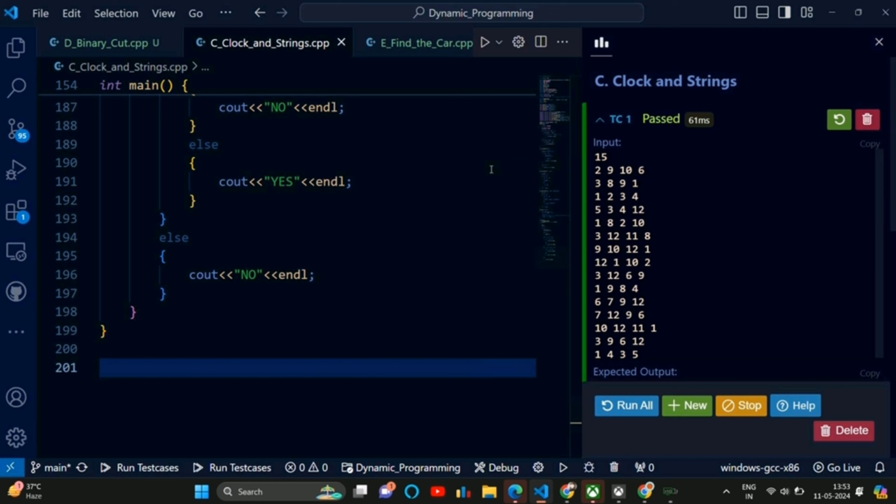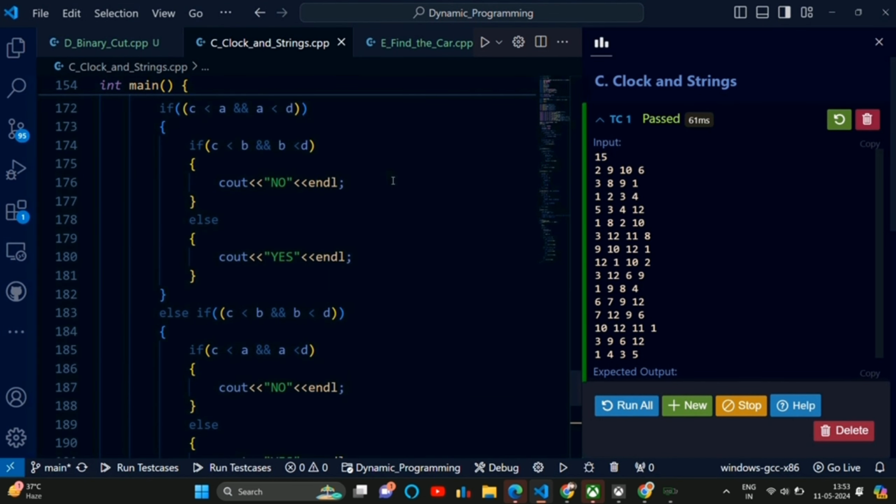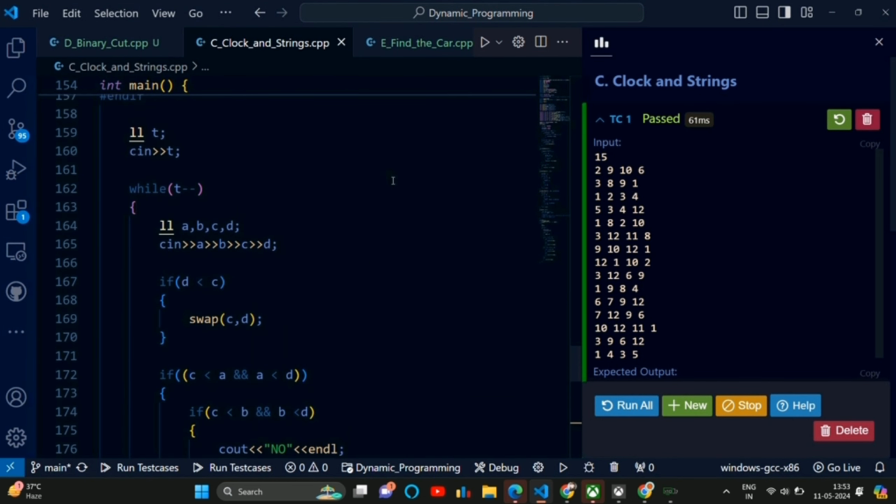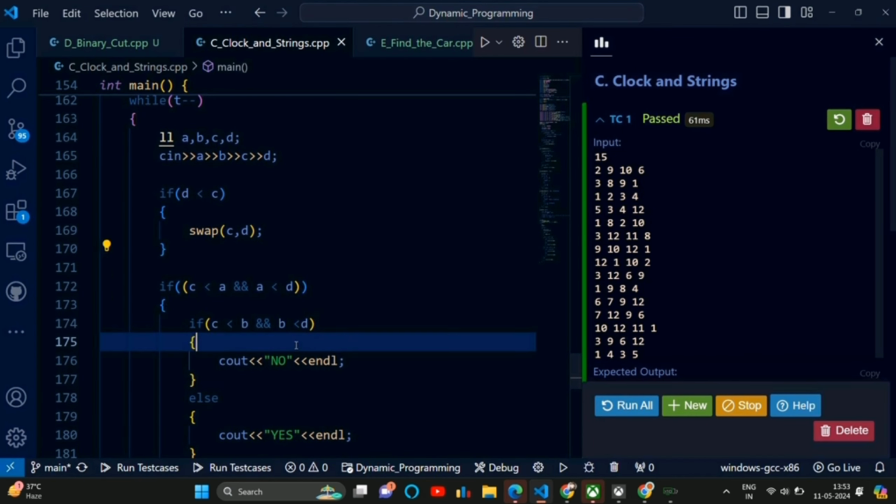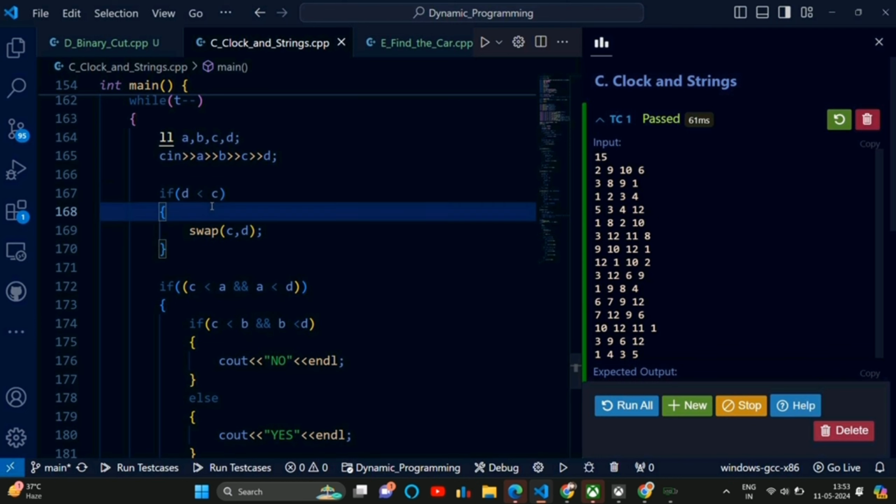So as you can see, it was basically an easy problem. We just need to keep in mind this one condition, and remember that if D is less than C, then I will simply swap the values. I want D to be greater than C, so that A and B should be in the middle of them. So this is what I am trying to do.